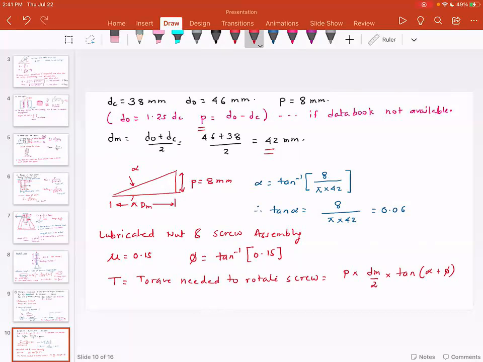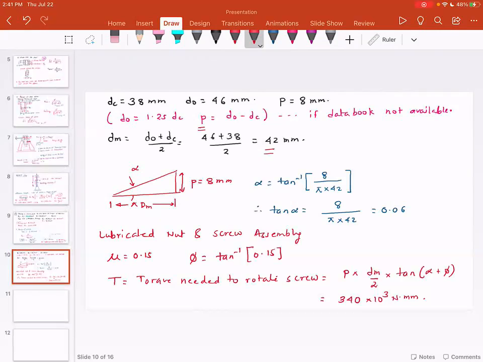So once you substitute this value here, you can find out the value of the torque. And the value of the torque is 340 × 10^3 Newton millimeter. So this is the torque that is to be applied so that the screw can move up or down.